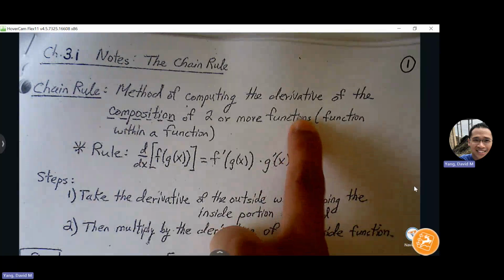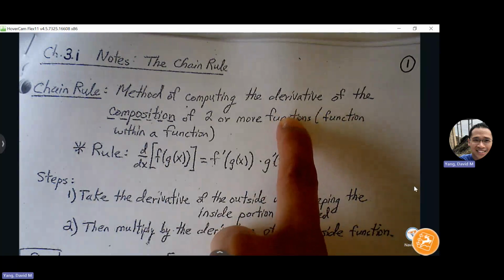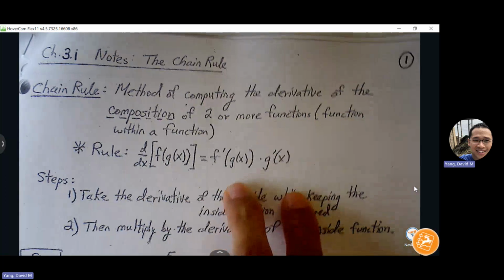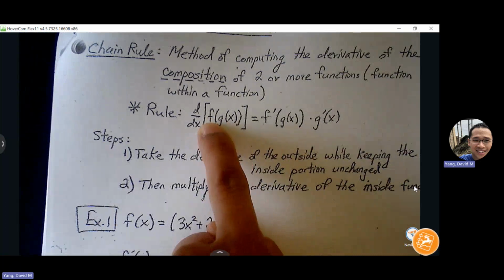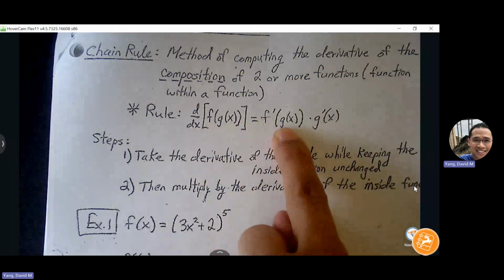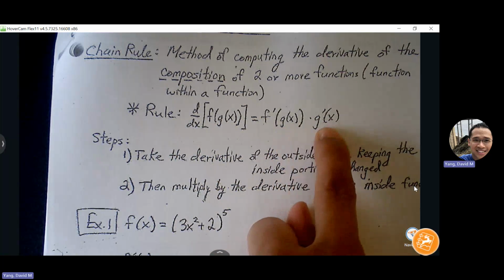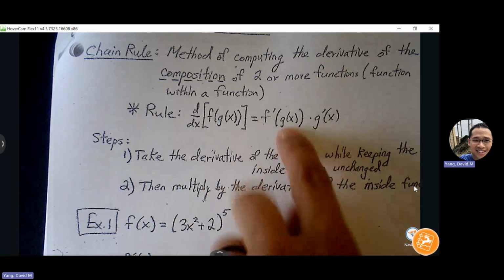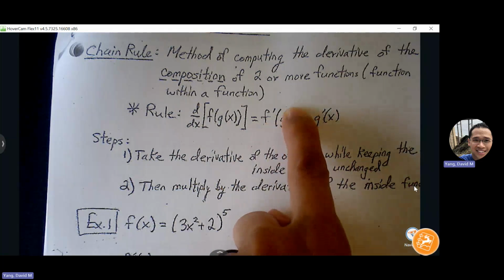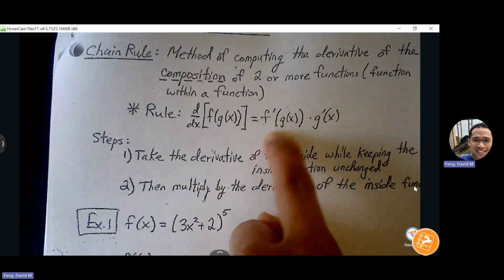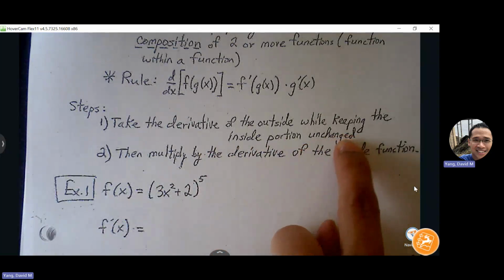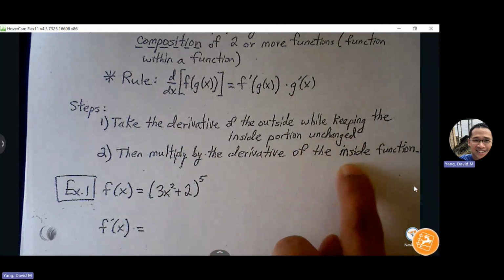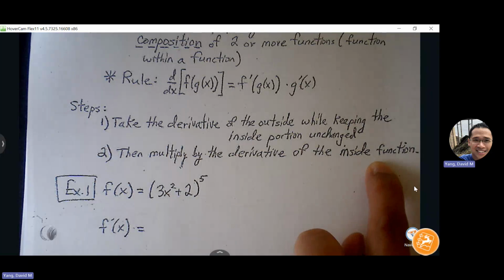So chain rule, we are going to involve the derivatives of both the outside and the inside functions, but we're taking turns with them. Let's say there's an f and g is inside the f function. Then our rule is we take the derivative of the outside expression, multiply by the derivative of the inside function. But the way that we do it is we take the outside derivative, but we leave the inside alone. That is the rule that we follow. Multiply by the inside derivative. So here are the steps. We take the derivative of the outside while keeping the inside portion unchanged. And then second, we multiply by the derivative of the inside expression.